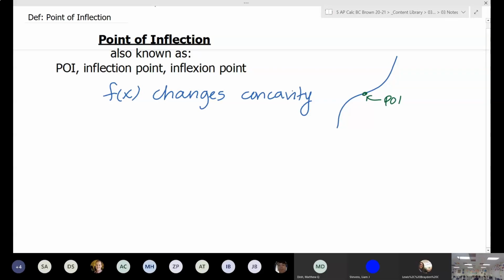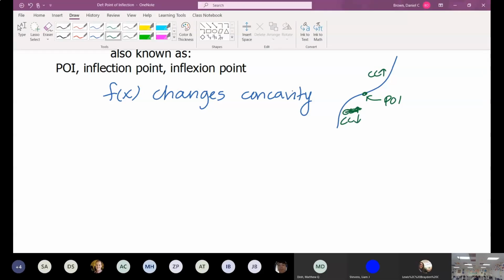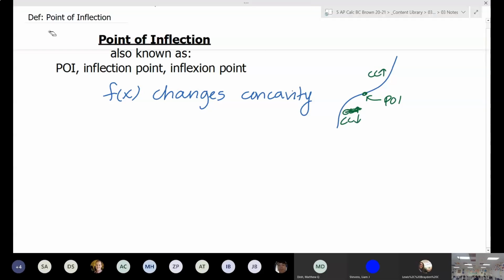It's basically where the graph, in this case, is changing from being concave down to concave up. So it is going to be an actual point on the graph. That is something I do want to make clear: just because the concavity changes doesn't necessarily mean you have a point of inflection. For example, if it changes from concave up to concave down across an asymptote, that asymptote is not technically a point of inflection because it's not a point on the graph.